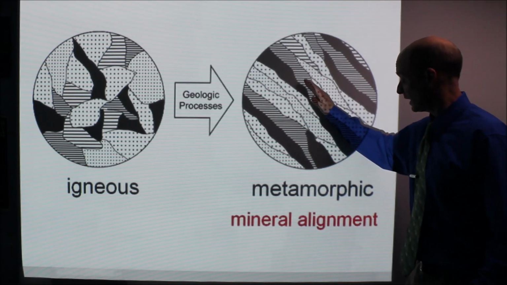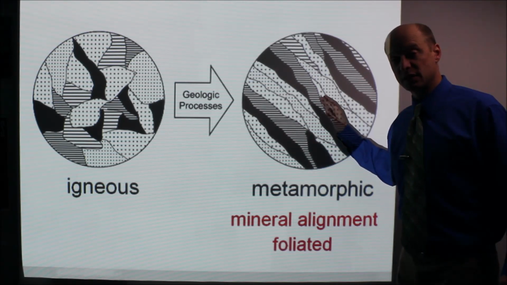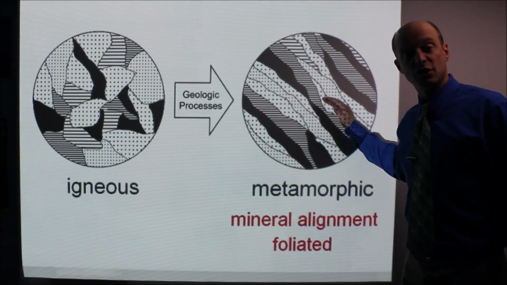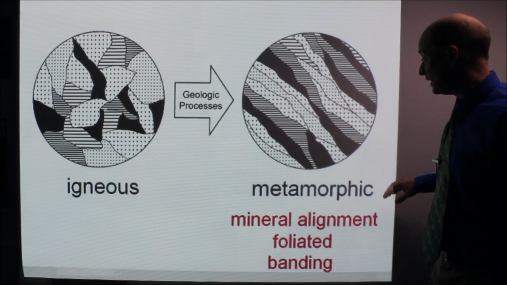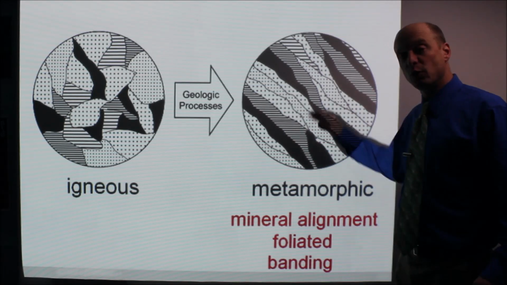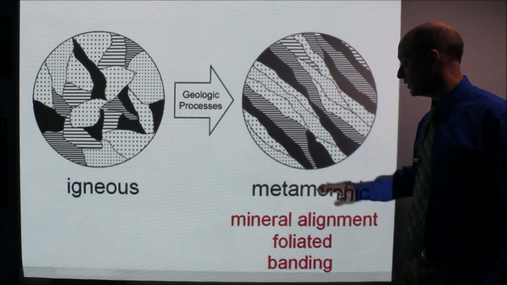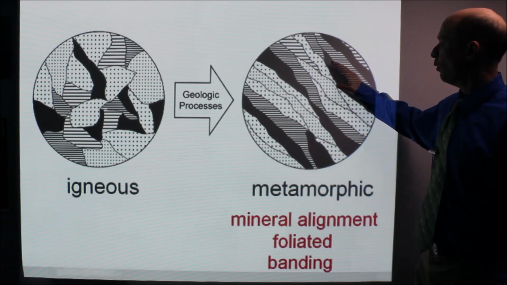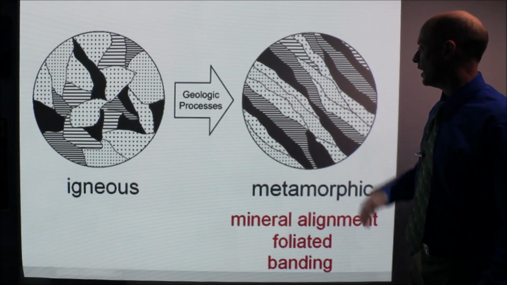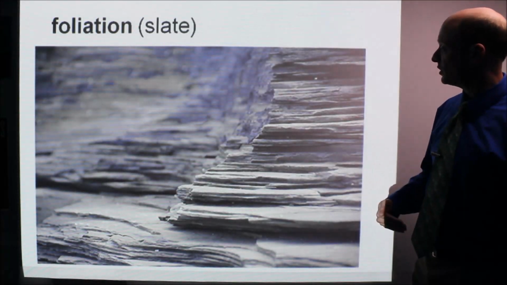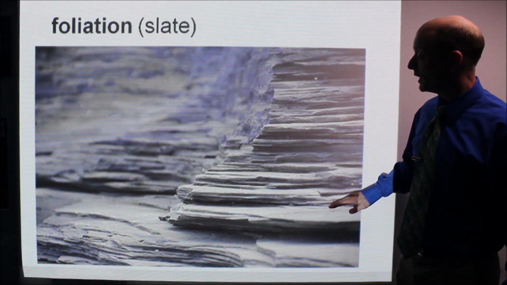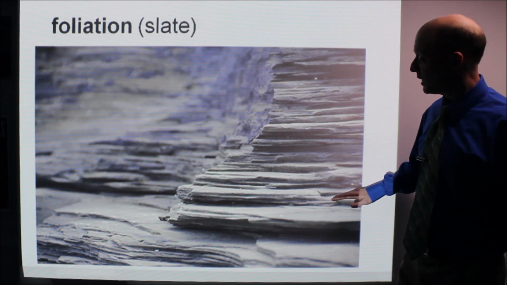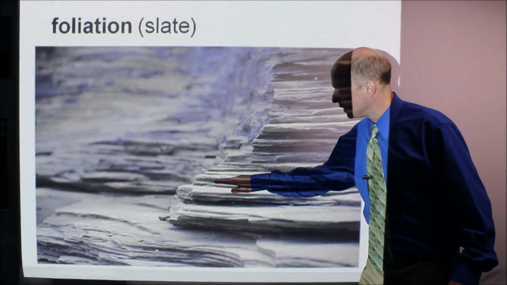They're all aligned sort of like this, or this texture is called foliation or being foliated, and it can be called banding when you have different colored layers, and I'm going to show you that. So these are all metamorphic terms that we use for this mineral alignment. So for instance, here's an example. I have this photo showing slate. Slate is a metamorphic rock, and here the foliation is all like this.